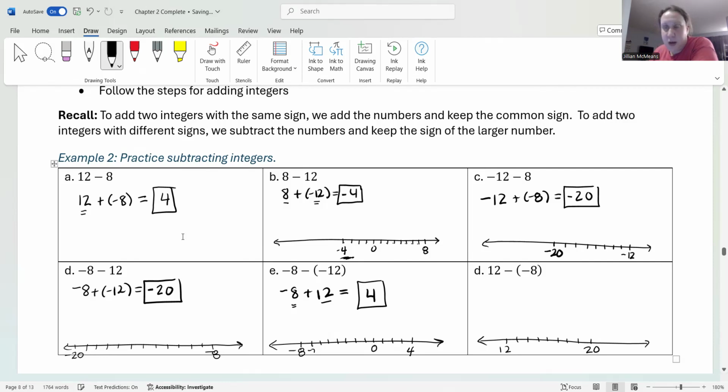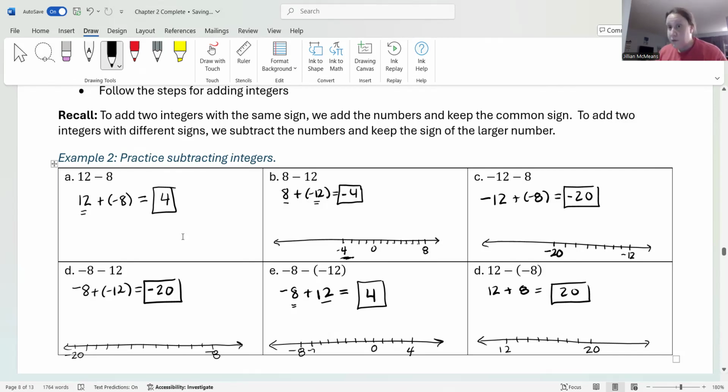So let's see if we get 20 by using the rules for subtraction. First number stays the same. Instead of subtracting -8, we want to add the opposite of -8. So we want to add +8. Well, 12 plus 8 is just 20. They're both positive, so the final answer is going to stay positive. So there you have it.